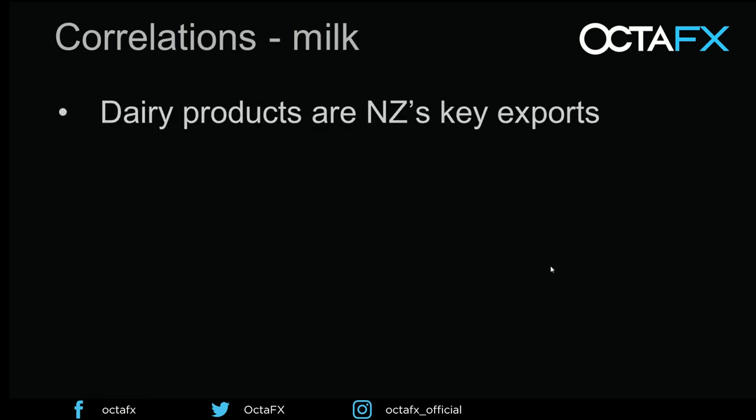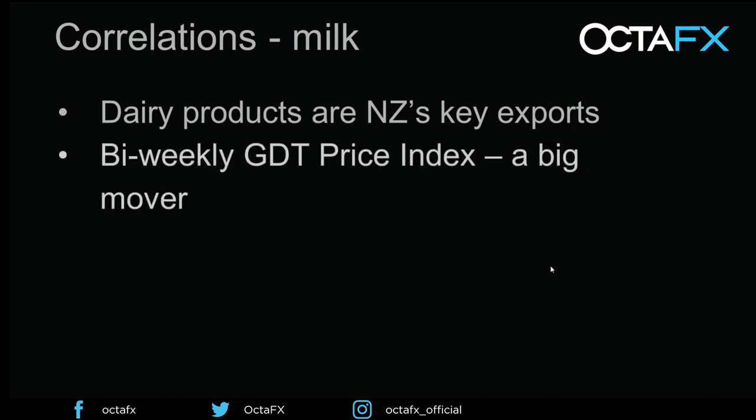Just a small anecdote. Another correlation: milk prices. First of all, dairy products, everything related to milk. It can be milk powder, it can be cheese, it can be anything that is produced from New Zealand's vast amount of cows, the milk. Dairy products are New Zealand's key exports. That's why we have an outsized reaction to anything related to milk.